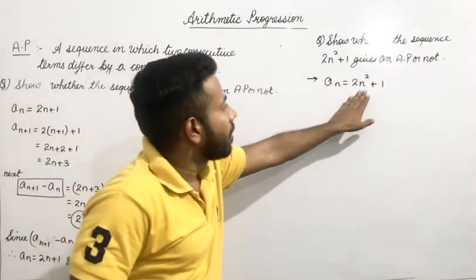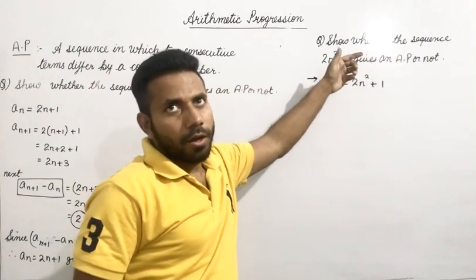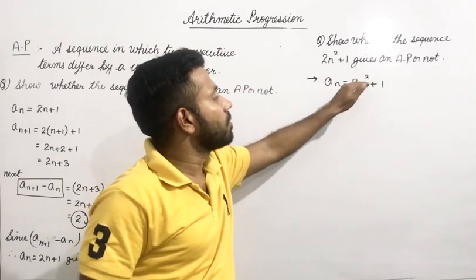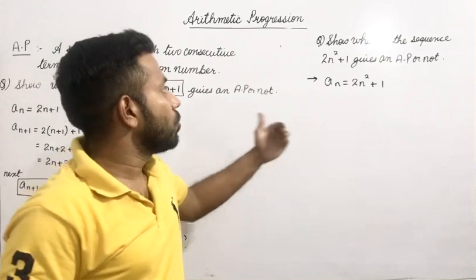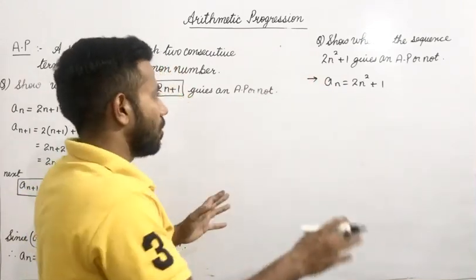This is a quadratic equation. What is the degree of this general term of the sequence? This is 2. So if the degree of the general term is 2, this is quadratic. You can directly say that this will not give an AP. But how to solve it?